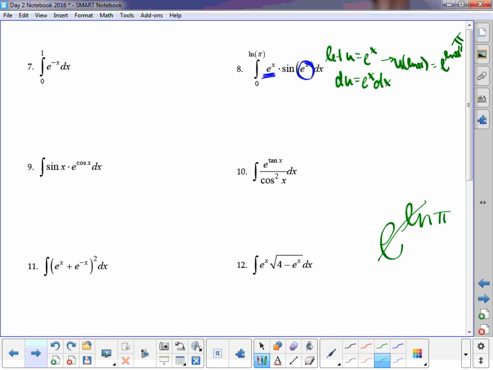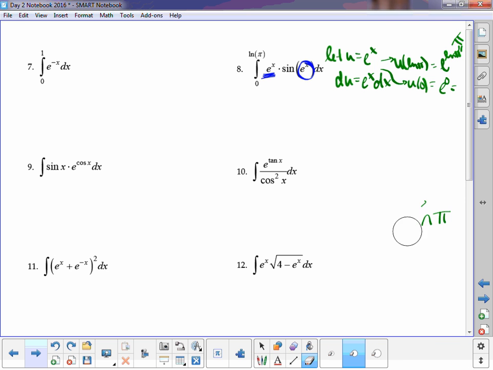Sorry, I ran out of room. Okay. And then our lower bound was 0, which would be e to the 0. And what's e to the 0? 1. Good. So keep in mind, we're plugging it back into my u that I chose. Those bounds seem a lot nicer. I like that natural log is no longer one of my bounds. Okay. So the integral, instead of 0 to natural log of pi, it's from 1 to pi.